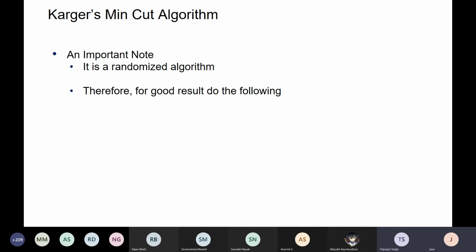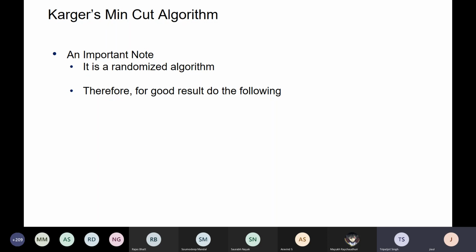Because it's a randomized algorithm, it doesn't guarantee that you are going to get the minimum cut value. But this is a very fast algorithm, we can do it quickly. It just doesn't guarantee the minimum cut value. So what do you do then?